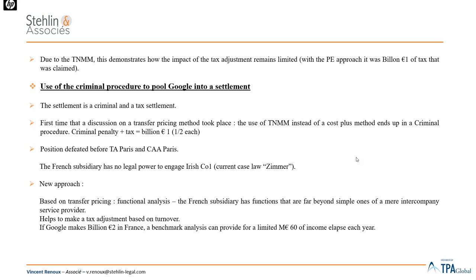for this Google case. And because the taxpayer was afraid of the criminal procedure, they decided to enter into an agreement with the French authorities, legal and tax, and therefore they paid a sort of criminal penalty of 500 million euro and a tax charge of 500 million euro. And the French state managed to get back 1 billion euro of tax, which was the original amount that they hoped to get from the PE exposure.